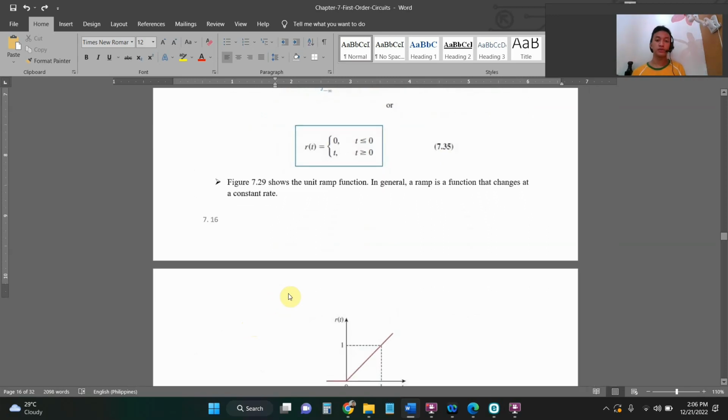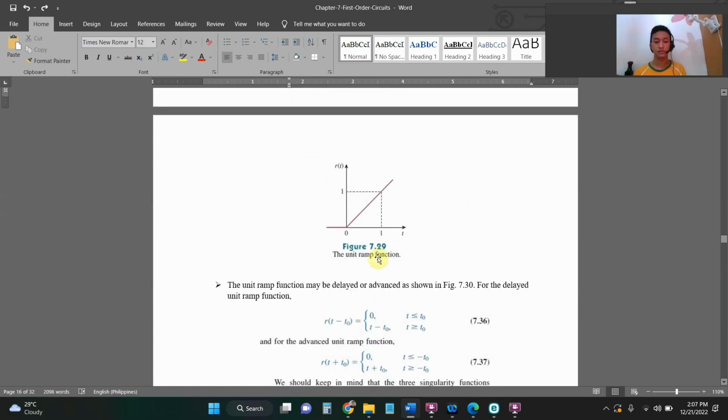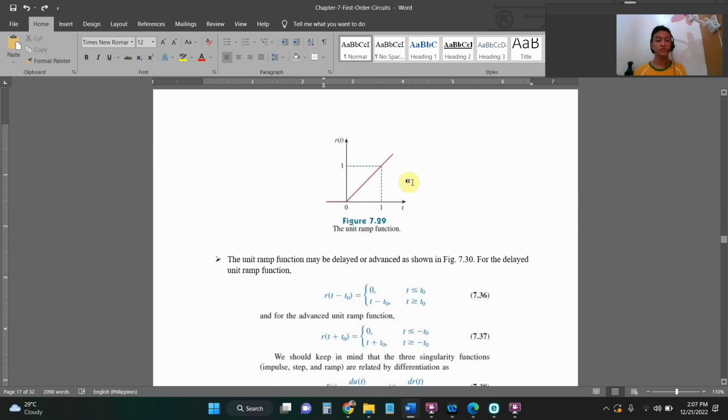In figure 7.29, as previously shown, the unit ramp function, in general, a ramp is a function that changes at a constant rate. As you can see in figure 7.29, this is what we call the unit ramp function. The unit ramp function may be delayed or advanced, as shown previously in figure 7.30.